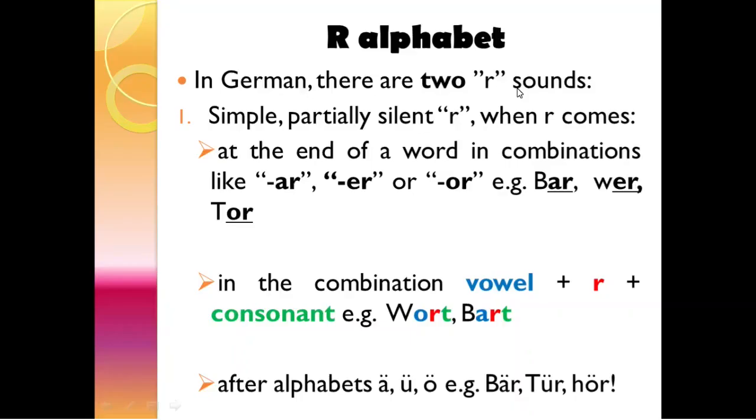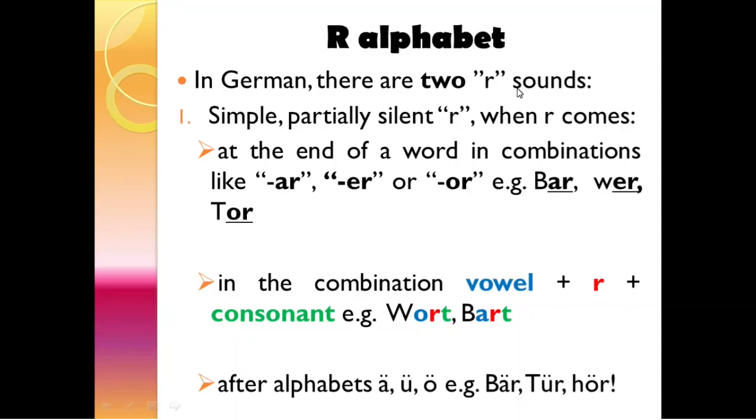The German R alphabet is a totally different case. As I mentioned before, it has two sounds. The first sound is what we call the simple and partially silent R sound, which, as I mentioned before too, is made by opening the mouth and rolling your tongue up to touch the upper part of the mouth while you are saying this sound of R.